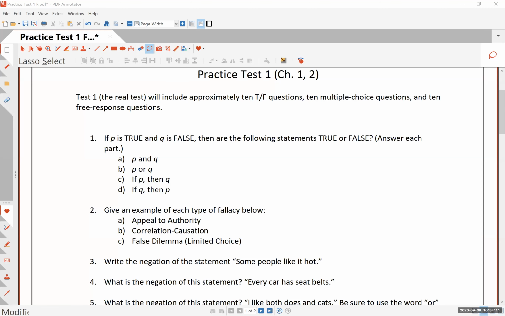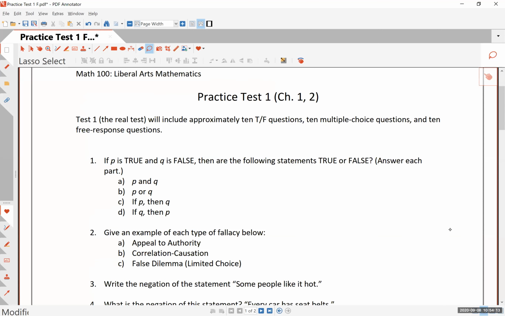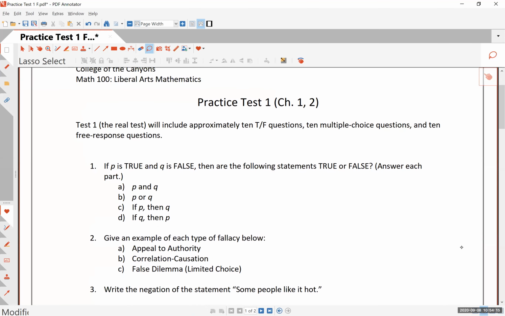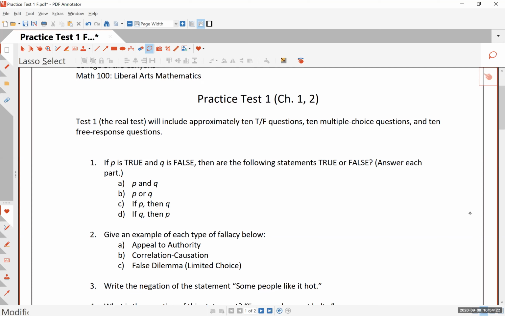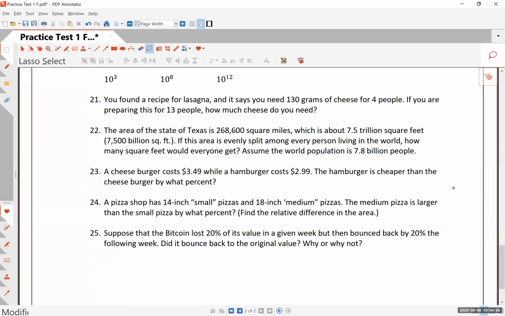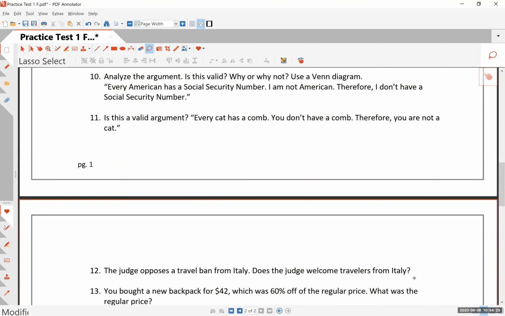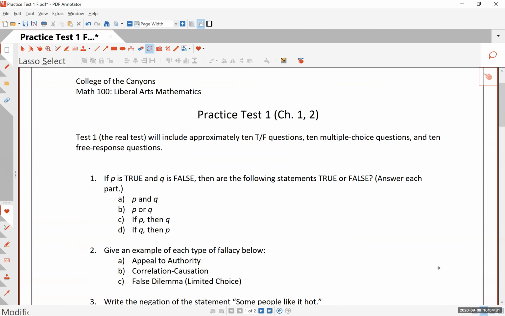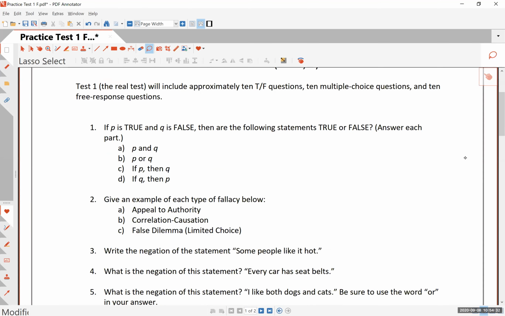All right, so this is practice test number one, covering chapters one and two. The first thing you should do is go to your module for test number one, and copy and print this. You'll have two pages filled with 25 questions, which are similar to what I will be asking you on your exam. The first question has to do with the truth values of various statements or propositions or a combination of propositions.